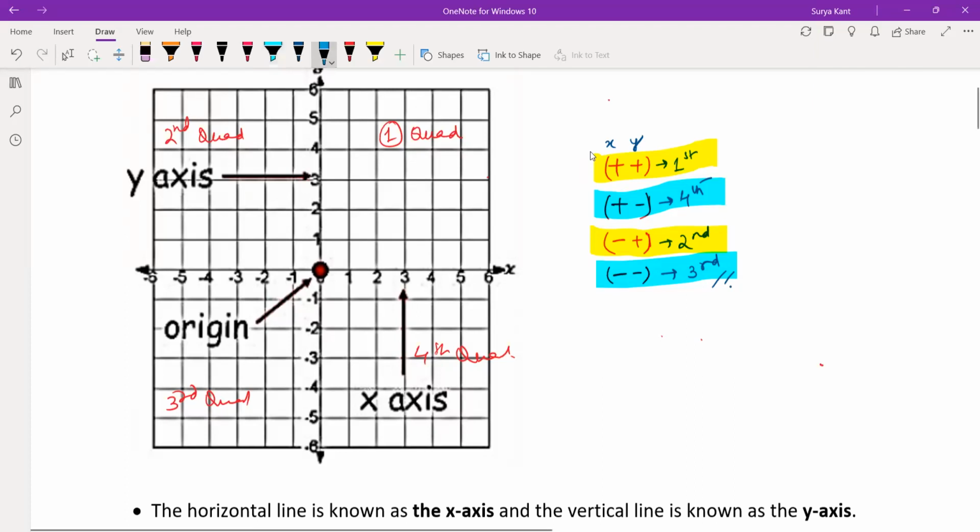So in the first, second, third, and fourth quadrant, does anyone have a doubt in this? Which quadrant has y plus, minus, minus, plus, and all? Does anyone have a doubt till here?